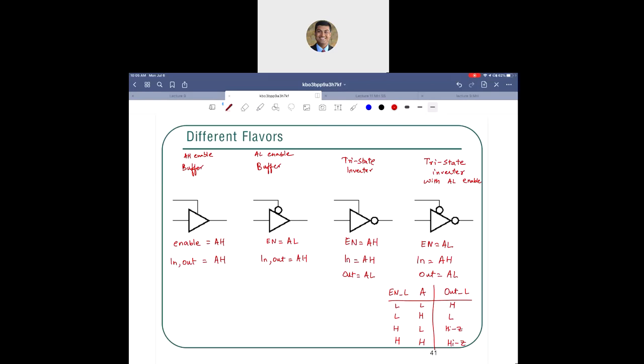All right, so let us stop here and let's pick up with tri-state buffers again when we meet.